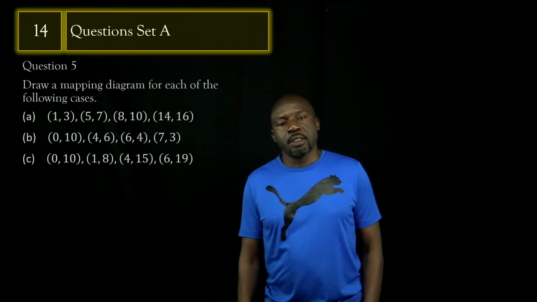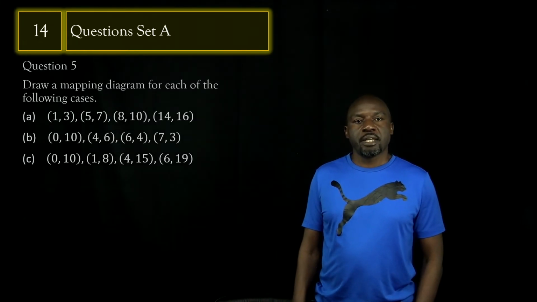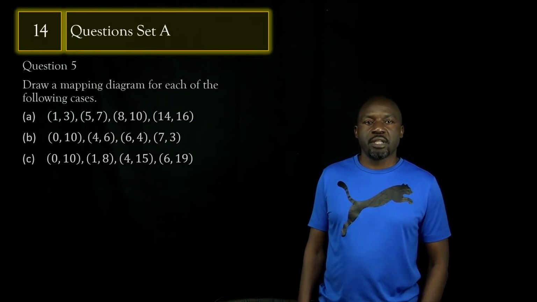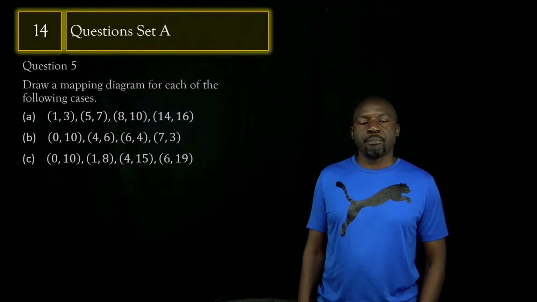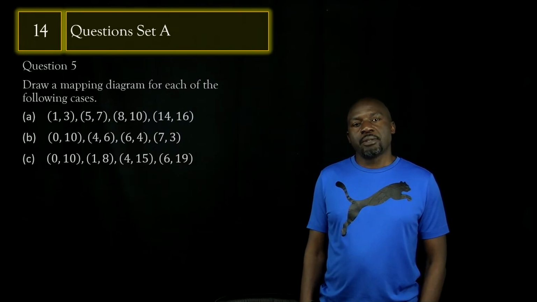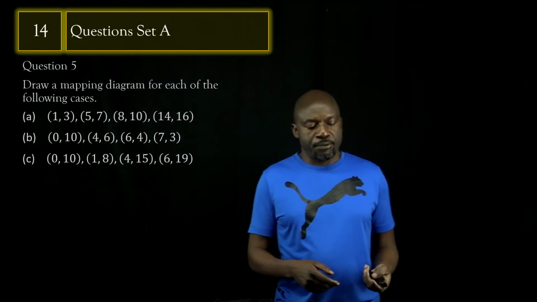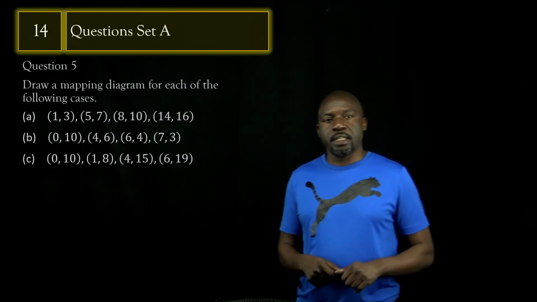Question 5. Draw a mapping diagram. So now we are doing the opposite. We are given the ordered pairs and we do a mapping. Okay, so we have (1, 3), (5, 7), (8, 10), and (14, 16).